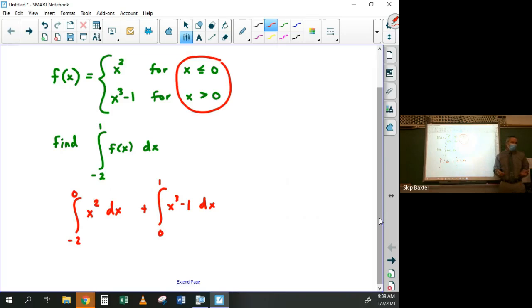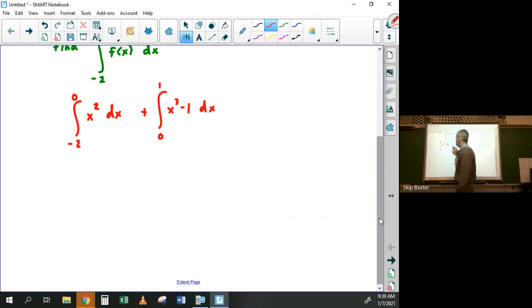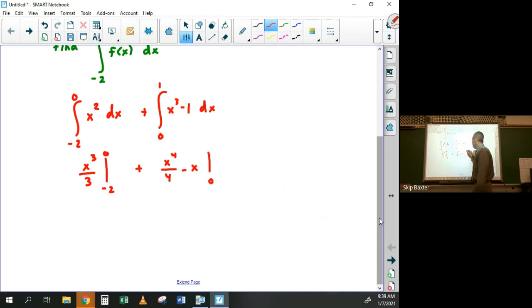Does that make sense? That's the whole trick. That's all there is to this stuff. And then you just evaluate them separately. So this one would be x cubed over 3 from -2 to 0, plus this would be x to the 4th over 4 minus x from 0 to 1.